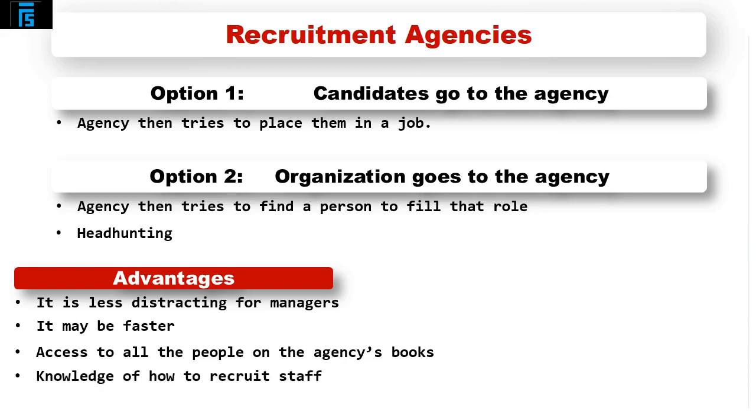The agency has knowledge of how to recruit staff. This is something we will see again later on during the course. I am perhaps the chief accountant in an organisation and I want to recruit some more accountants.